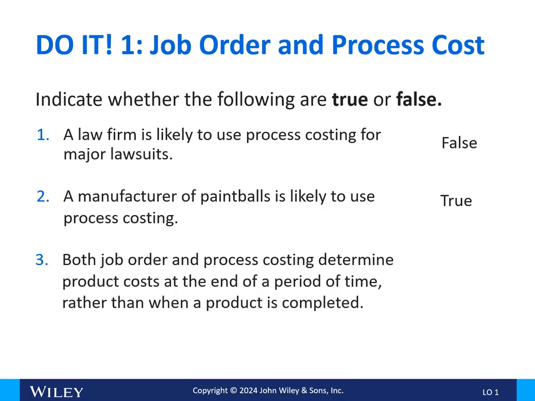Both job order and process costing determine product cost at the end of a period of time rather than when a product is completed. That is false. Process costing is at the end of the period. Job order is at the end of the job.